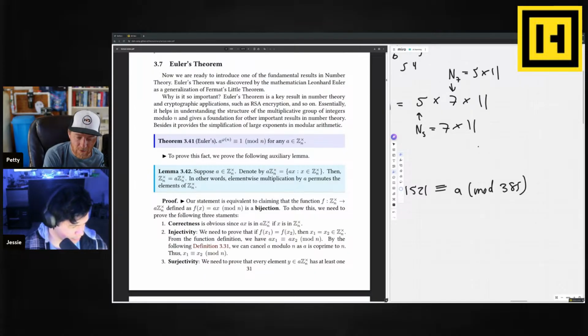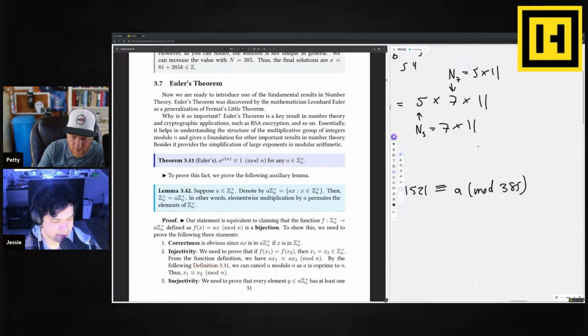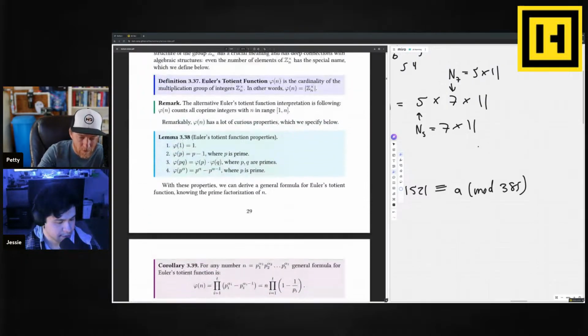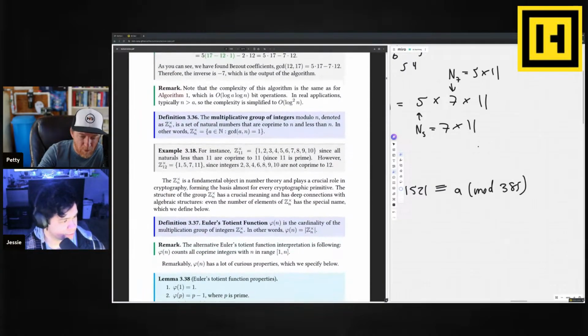a to the phi of n is congruent to 1 mod n for any a that exists within, what was that, the congruent set? It's just notation. I don't know if it's Z× sub n. What's the name of that? I'm going to ask ChatGPT for alternative ways of saying that. The multiplicative group of integers, the Z× sub n. Yeah, multiplicative group of integers.